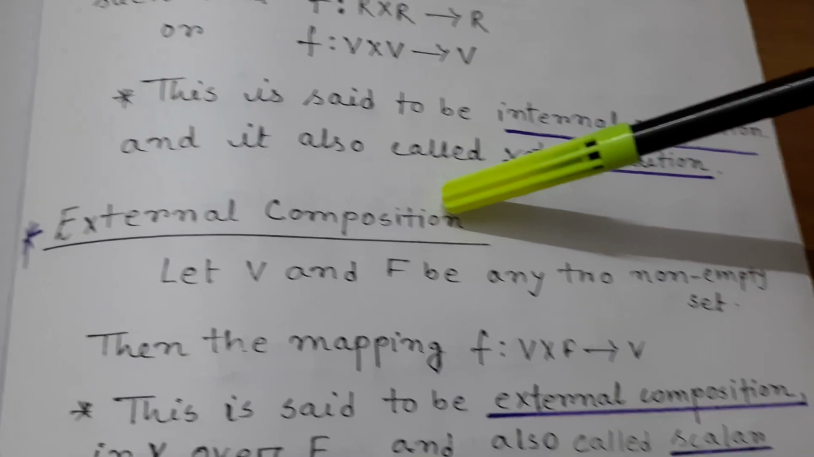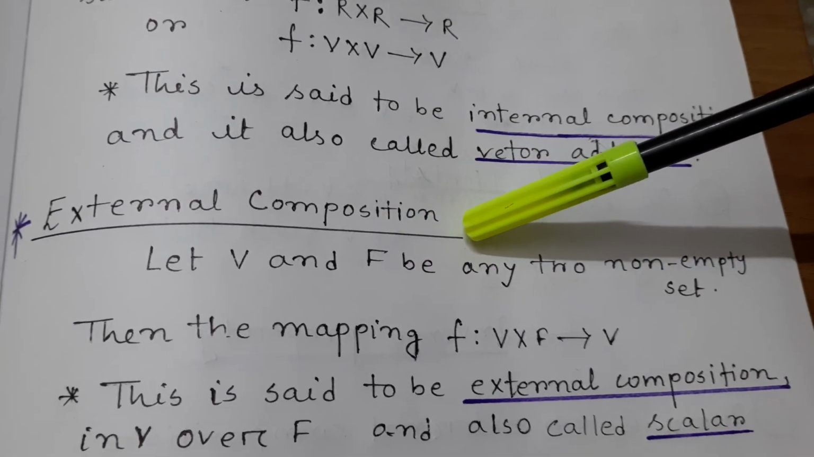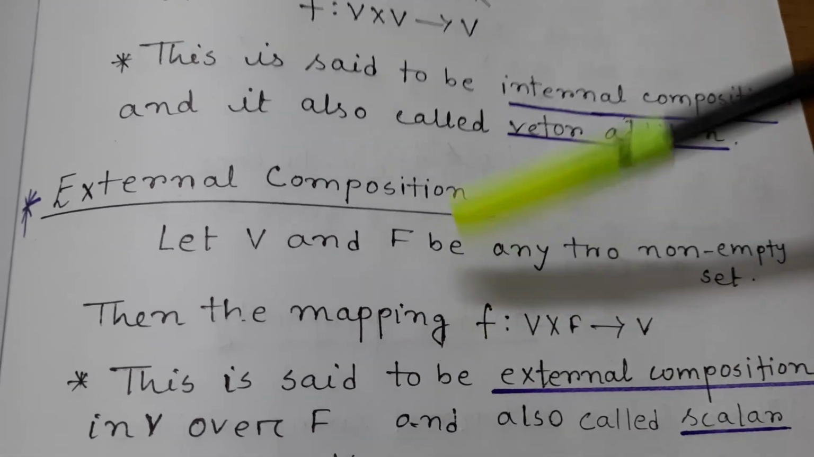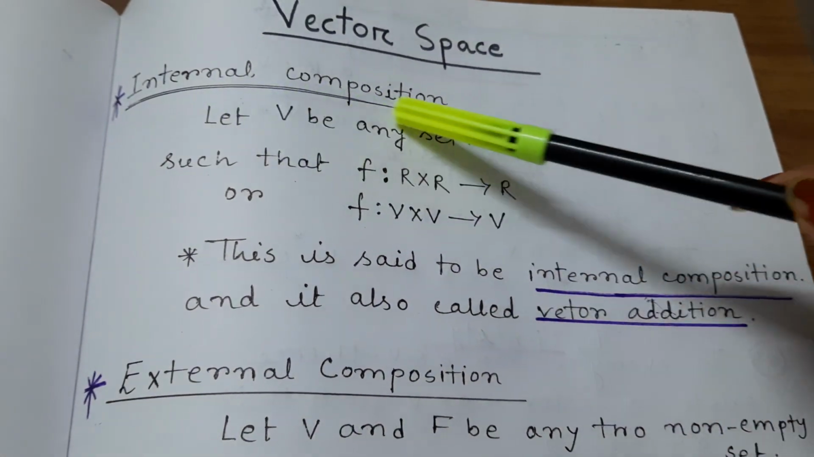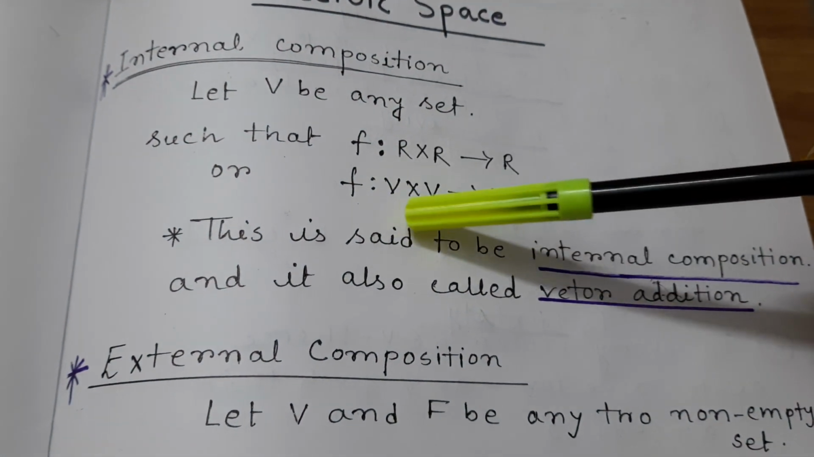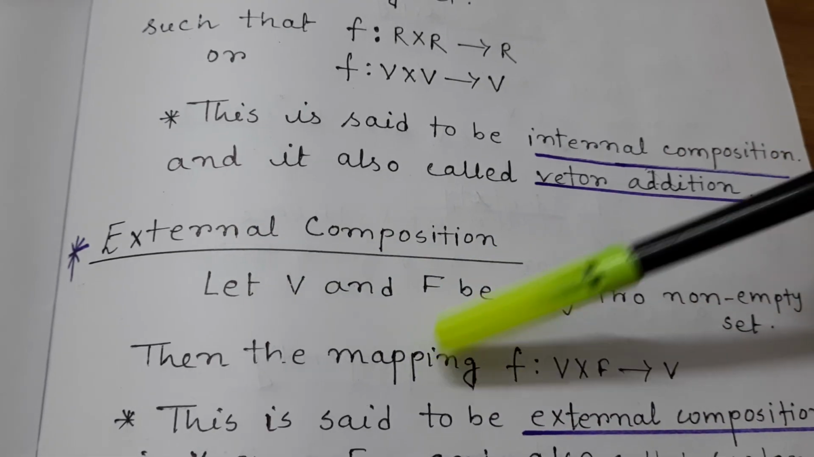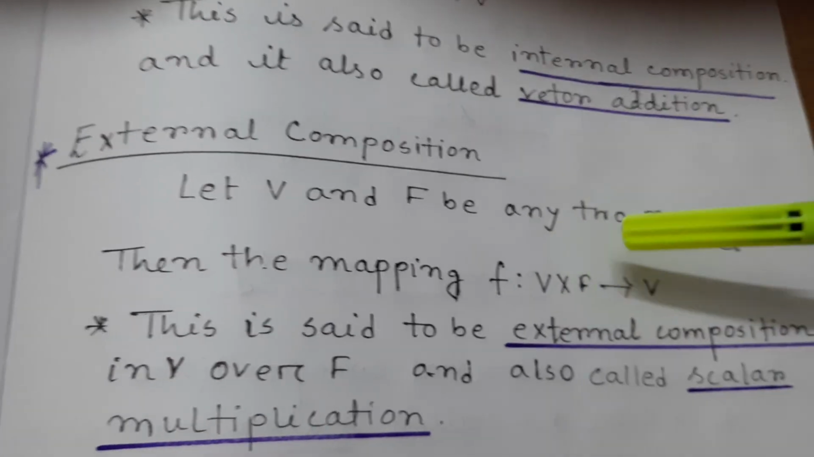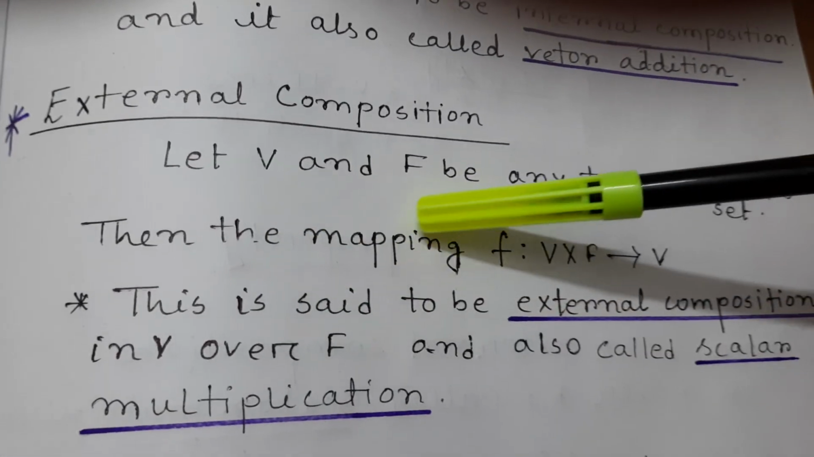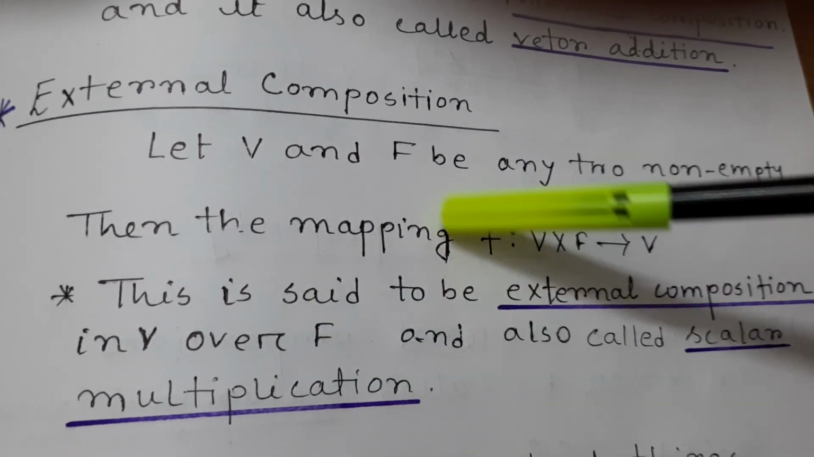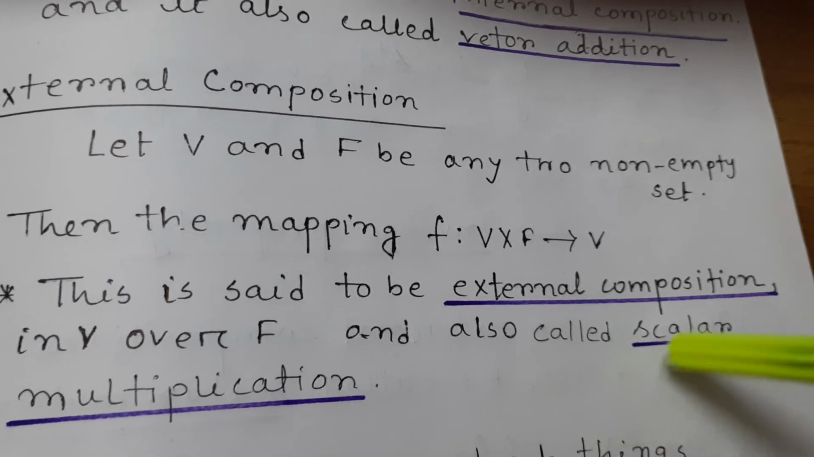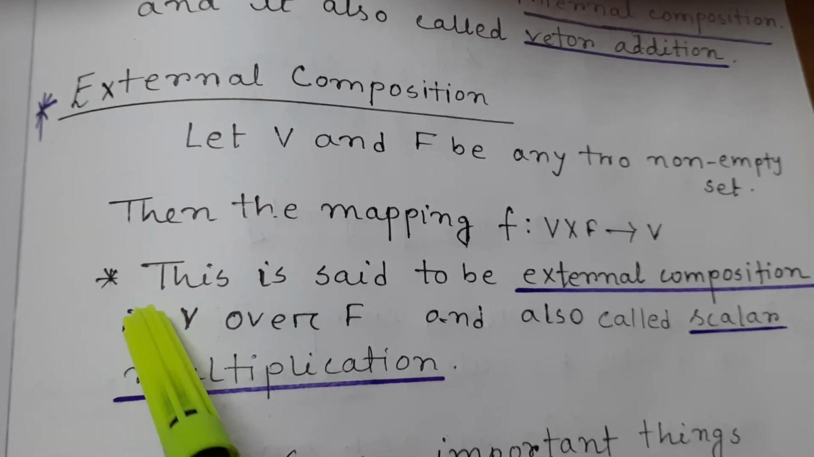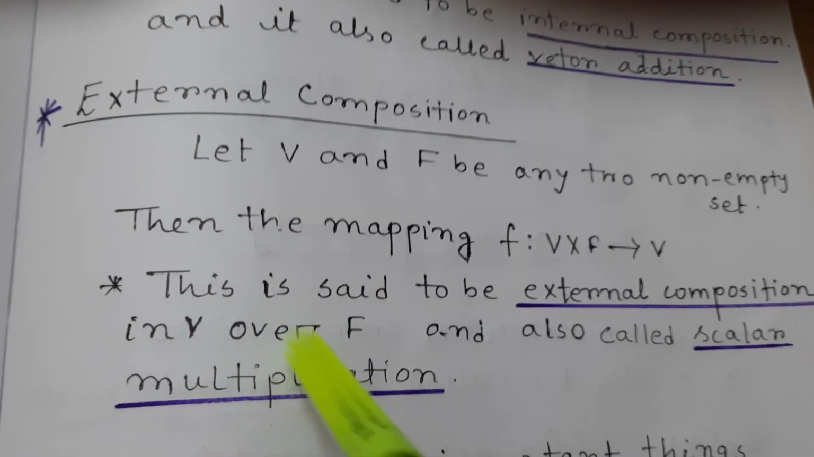In external composition, let V and F be any two non-empty sets. Then the mapping will be this one. In the internal composition mapping, both elements will be vectors, and in the external composition mapping, one is a vector and one is a field element. Okay, field means scalar. This is said to be external composition. The other name of external composition is scalar multiplication. This external composition is in V over field F.